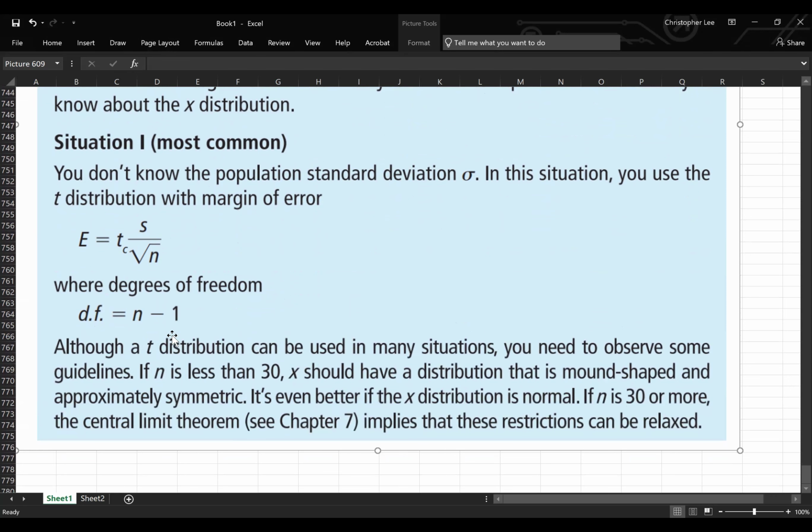Although a T distribution can be used in many situations, we need to observe some guidelines. If n is less than 30, X should have a distribution that is mound shaped and approximately symmetric. It's even better if the X distribution is normal. If n is 30 or more, by the central limit theorem, these restrictions can be relaxed.